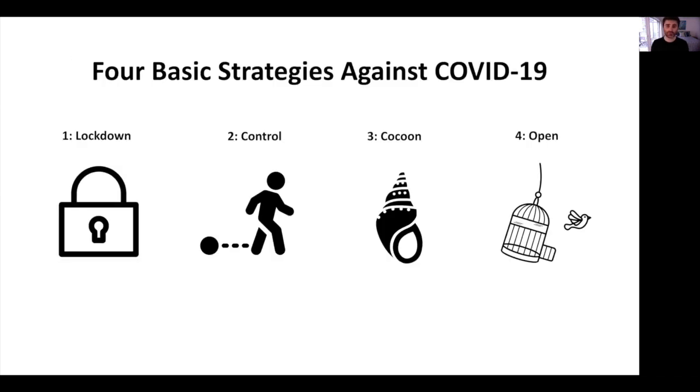So there are 4 basic strategies that we can use against COVID-19 as I see it. The first, I'll call lockdown. The second, I'll refer to as control. The third, cocoon. And the fourth, open.